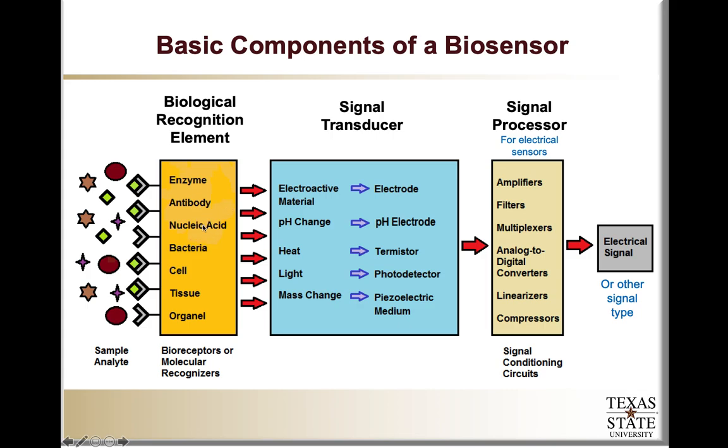Nucleic acids have the ability to bind to complementary strands, or in the case of aptamers, which are nucleic acid strands that have been selected specifically to be able to bind to various molecules, they can bind to whatever the target is. An aptamer is able to bind to either small molecules or proteins or even whole cells, depending on its development. Bacteria and cells can also be utilized as biorecognition elements because they have certain functions that can be affected by the presence or absence of certain analytes that we might be interested in.